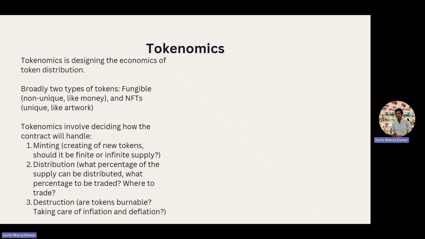Then the second question is very obvious. Should it be finite or infinite? Infinite is possible because it's all digital. There is no physical asset to back that, which means that you do not need a certain amount of gold to have a certain amount of money in the economy. You can just have a variable and increment it as much as you want. So that is why this is possible.